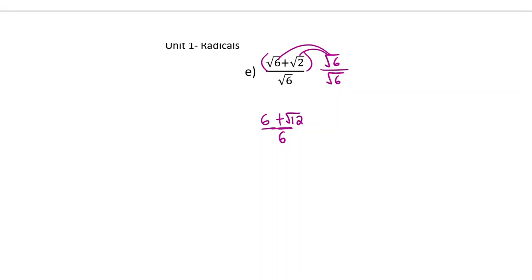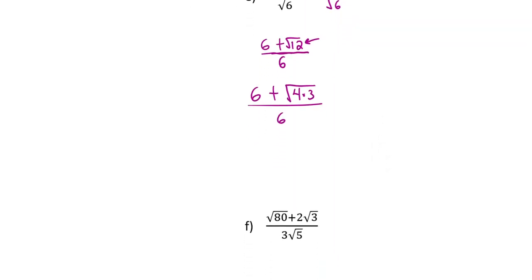Now that's looking pretty good, but I do notice that we could rewrite the 12 as a 4 and a 3. So let's do that. So we got 6 plus root 4 times root 3 over 6. Now the 4 gets to come out as a 2. Now we've got 6 plus 2 root 3 all over 6. Now, for the most part, this would be an acceptable answer, but we actually can get a little simpler than this. And this will be a little bit more of an advanced step, but I know you guys can do it because you've factored before.